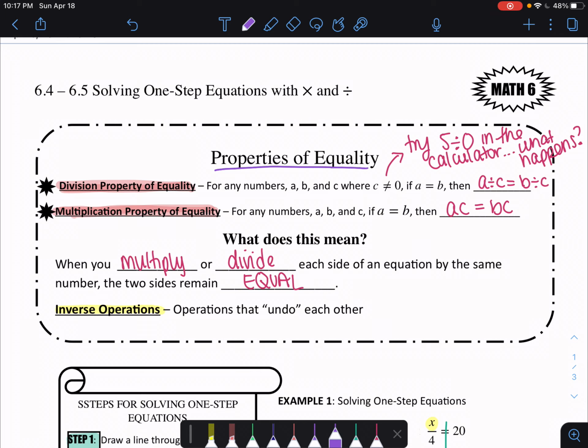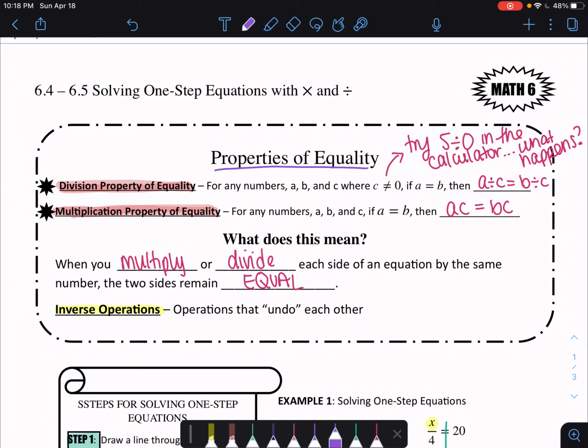Now the division property of equality says that for any numbers a, b, and c, where c is not 0. This one is important for this case because we cannot divide by 0. You can't share something in 0 equal parts. If you ask Siri, she gives you a really funny answer. And when we do this in class, I will have everybody try 5 divided by 0 in the calculator. And you guys are going to tell me what happens and what the calculator tells you. But you cannot divide by 0. So that's why it tells you that c can't be 0.